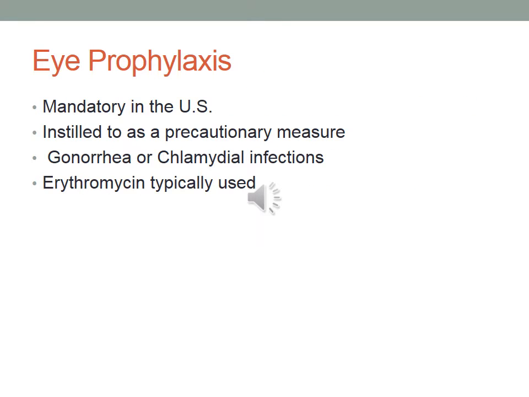Eye prophylaxis is mandatory in the United States and is still done as a precautionary measure. We want to do this against gonorrhea and chlamydia infections. Erythromycin is the medication that is typically used.